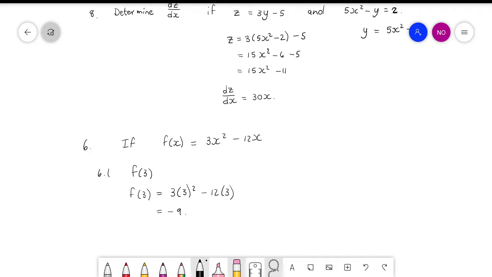Okay. So it means that the point 3 and negative 9 is a point on that graph.